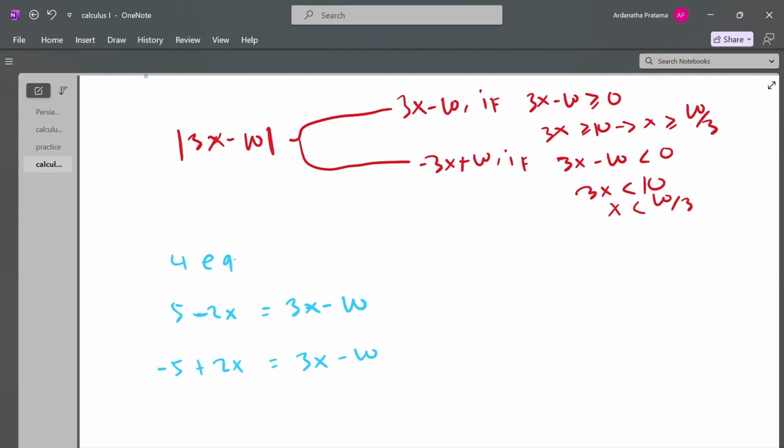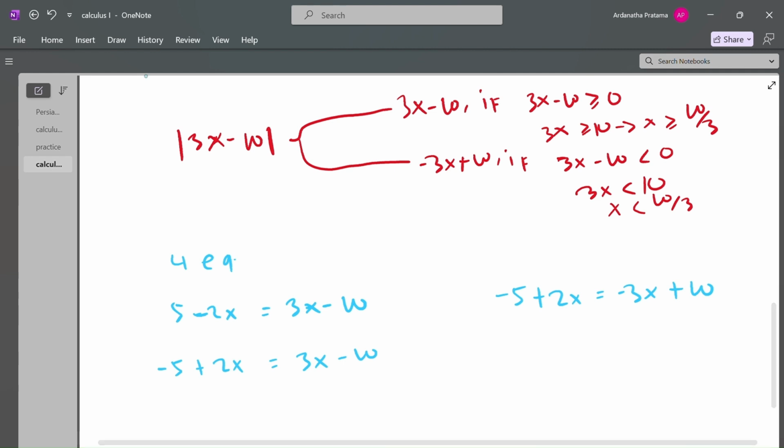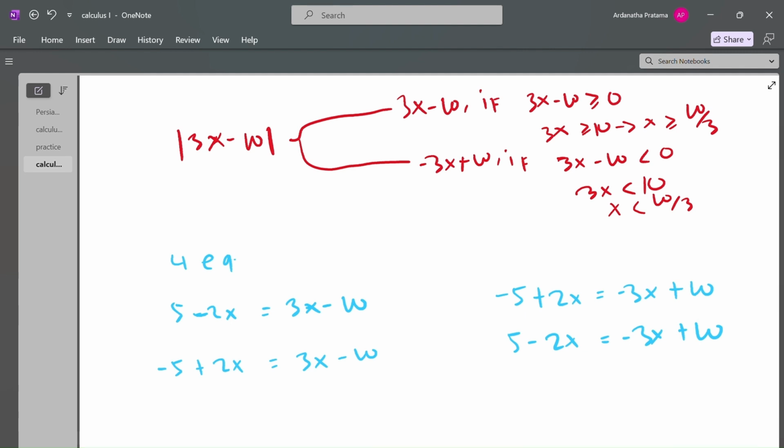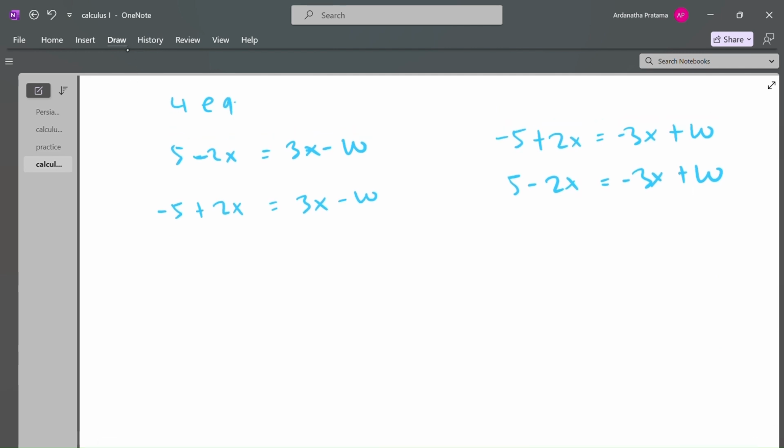Now for the negative on both sides, we get minus 5 plus 2x equals minus 3x plus 10. And the final equation is the negative from the right side. So we have 5 minus 2x equals minus 3x plus 10. And now we are going to solve this to get x. If you have solved these 4 equations, you can skip this step, but I will write down the solution steps.